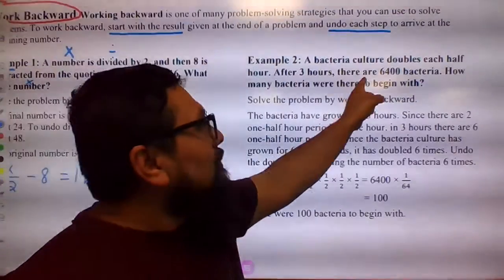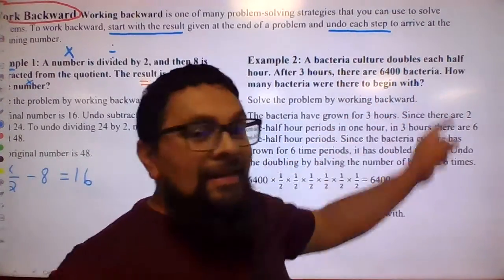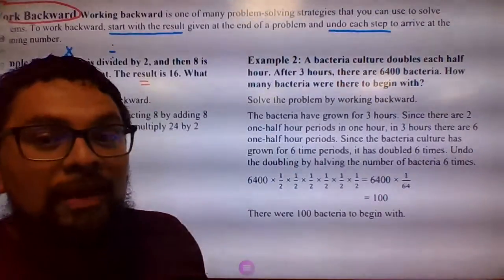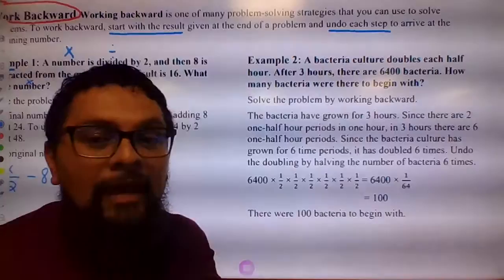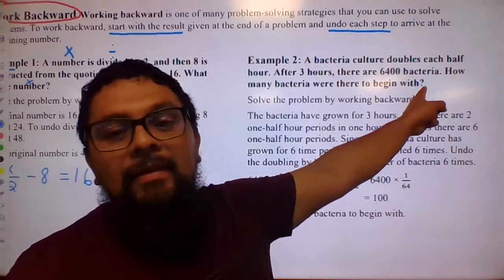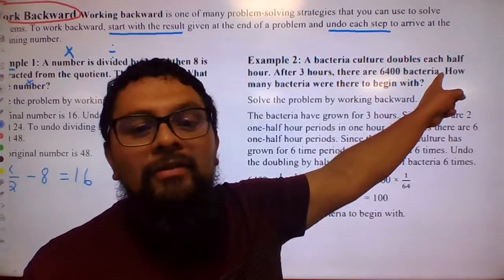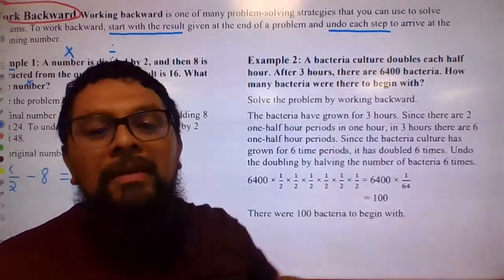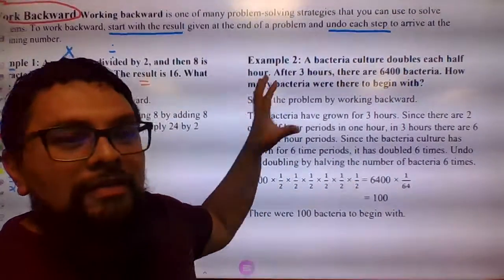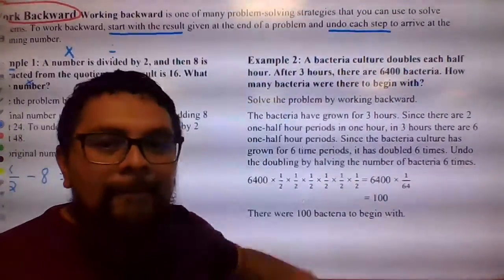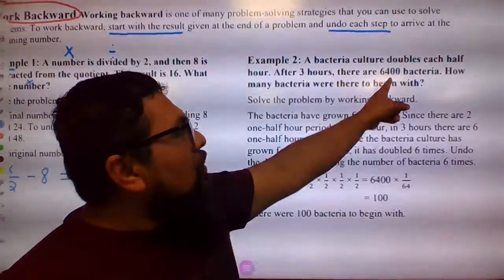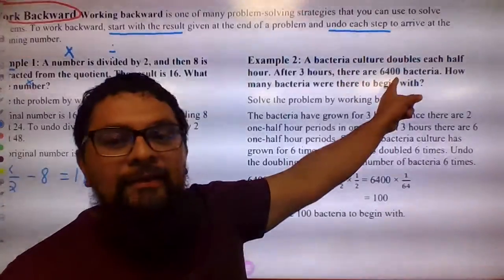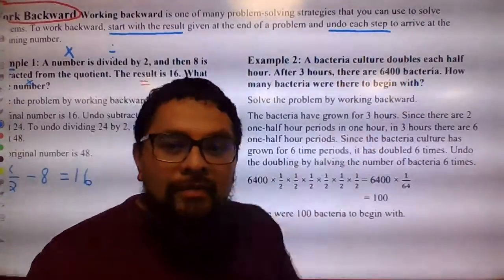After 3 hours, there are 6,400 bacteria. That's a lot of bacteria after 3 hours. How many bacteria were there to begin with? And Mr. Adamson would probably say this is probably a little bit of bacteria. It probably should be way, way, way more. But this is just for illustration purposes, okay? How many bacteria were there to begin with? So we know that the number of bacteria to begin with is going to be smaller than 6,400, right? All right, so let's see how they solved it.